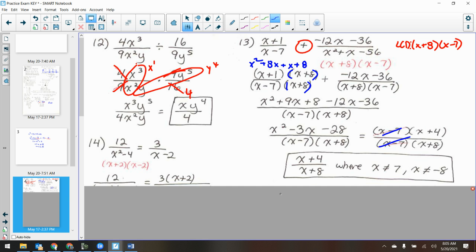Make sure you write out what x cannot be. Remember, for that, you need to go back to your LCD and set that not equal to 0. So x plus 8, x minus 7 not equal to 0. That means x can't be negative 8 or x can't be 7.